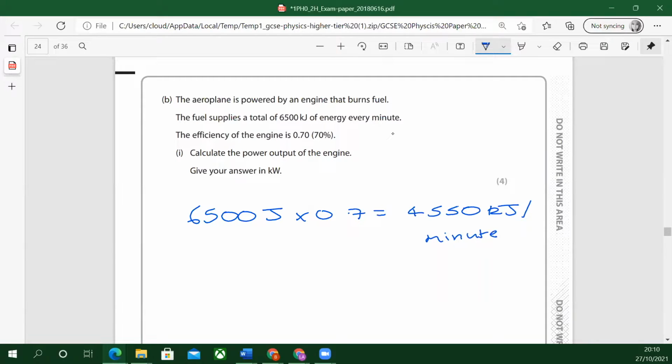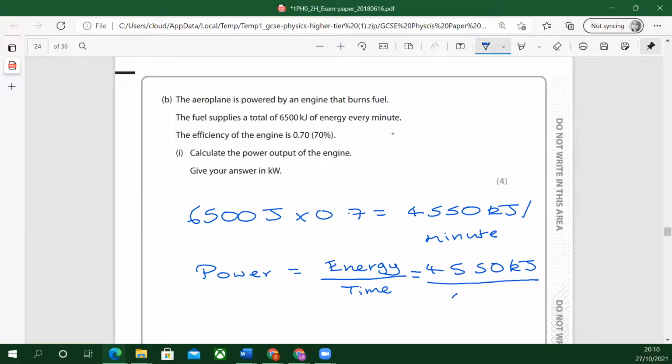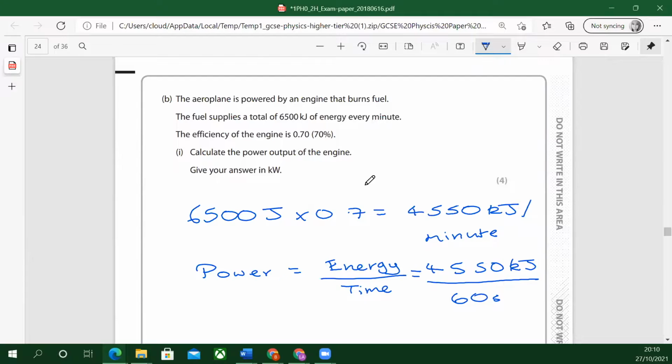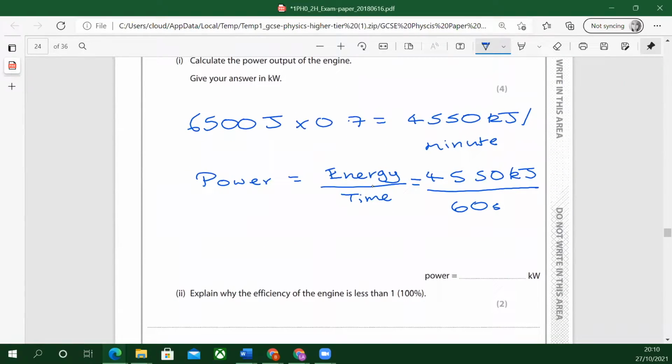Calculate the power output. Power equals energy over time. So we get 4,550, what we calculated before, kilojoules. A minute is 60 seconds, and we want it in seconds, so that is divided by 60 seconds. And we get 76 kilowatts. That's the answer there.